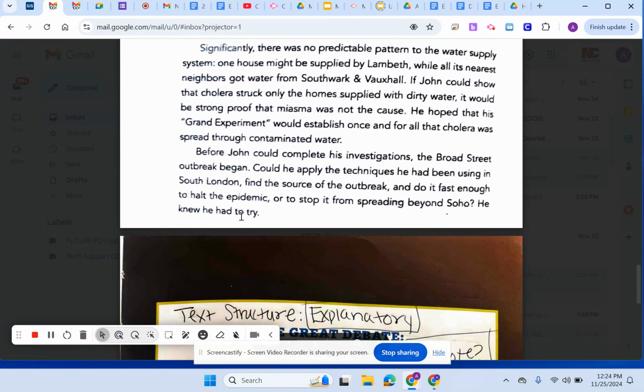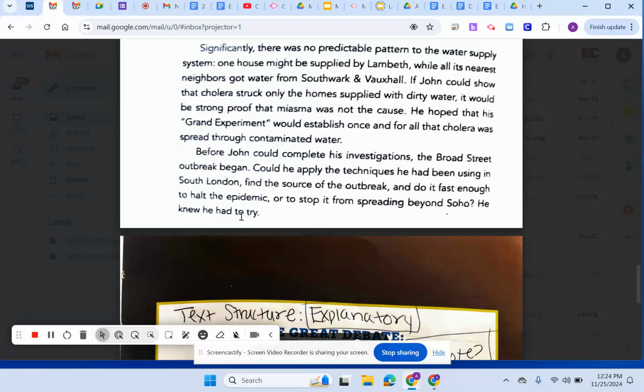Significantly, there was no predictable pattern to the water supply system. One house might be supplied by Lambeth, while all its nearest neighbors got water from Southwark and Vauxhall. If John could show that cholera struck only the homes supplied with dirty water, it would be strong proof that miasma was not the cause. He hoped that this grand experiment would establish once and for all that cholera was spread through contaminated water.